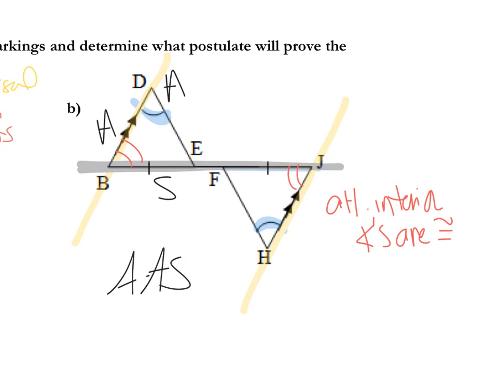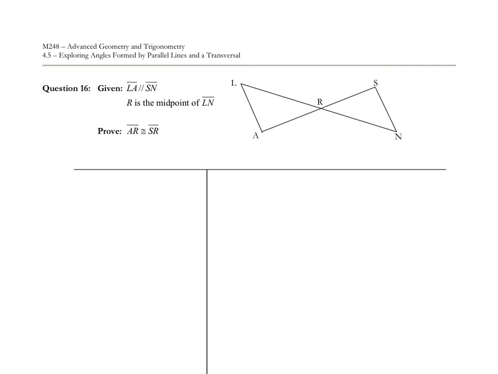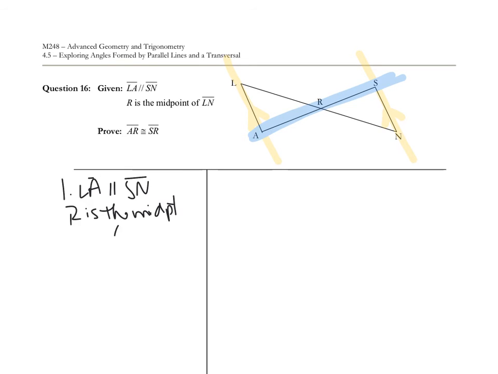Okay, let's apply this proof. Okay, so first of all, it says LA is parallel to SN. So let's go ahead and mark that as my two parallel lines. I'm going to draw little arrows to represent that they're parallel, which means then my transversal is this line. Okay, so let's go ahead and write that as our given. So LA is parallel to SN, and those are the symbols for parallel, by the way. And R is the midpoint of LN.